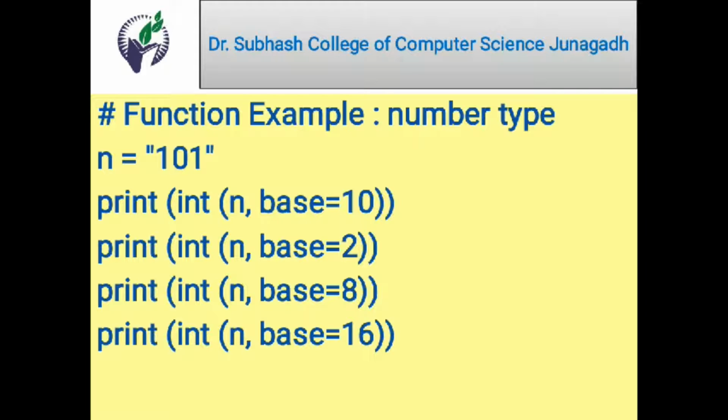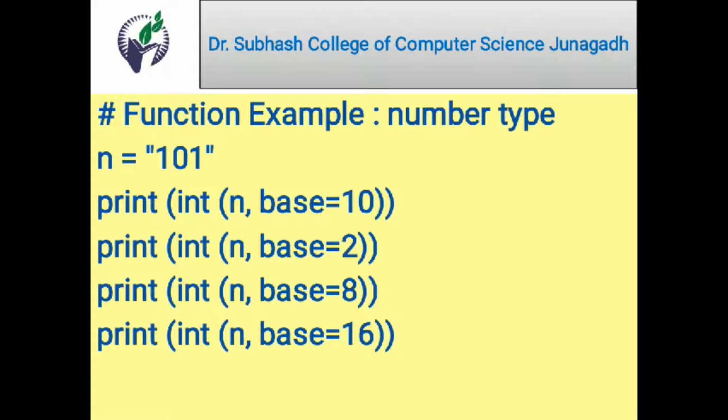Same way, if the given string is a base 16 integer number, then 1 into 16 raised to 0 is 1, 0 into 16 raised to 1 is 0, and 1 into 16 raised to 2 is 256. 256 plus 1 will be 257. So the output will be 101, 5, 65 and 257.